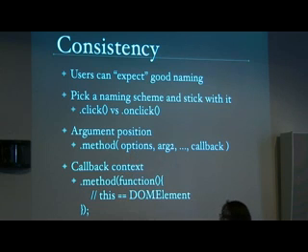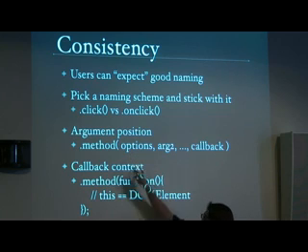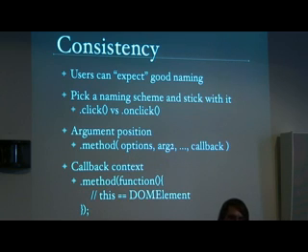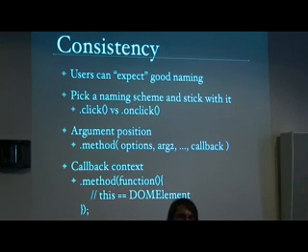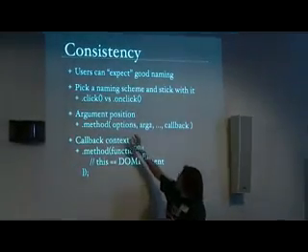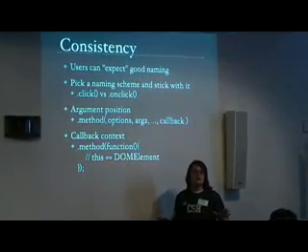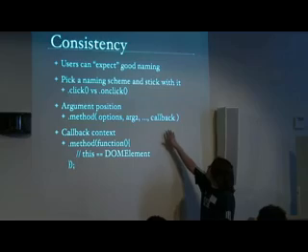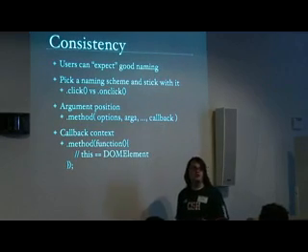Argument position. When someone calls one of your methods, they should know in which order to expect to be able to pass things in. Specifically, passing in an options object, just a native JavaScript object that has key value pairs, properties and values. In jQuery, we always pass it in first, always, everywhere in the API. And if we ever have a callback function, that's always the last item in a method.